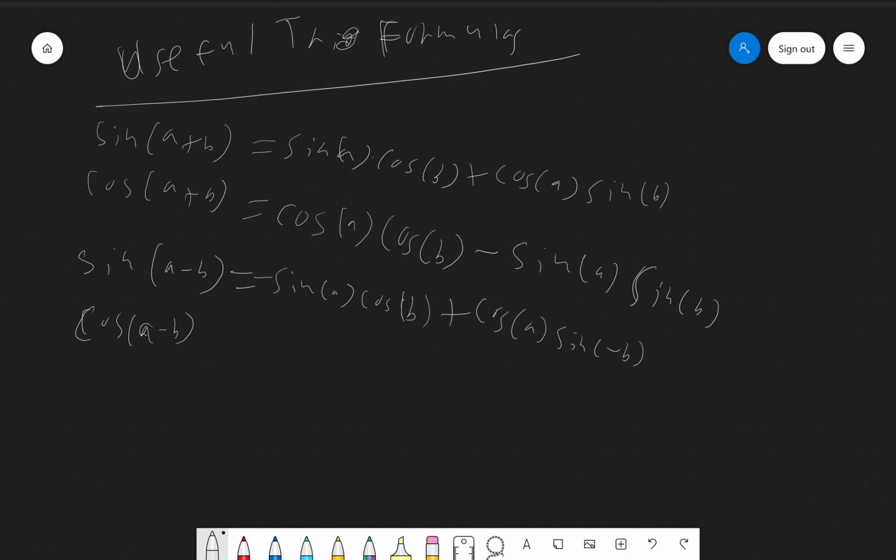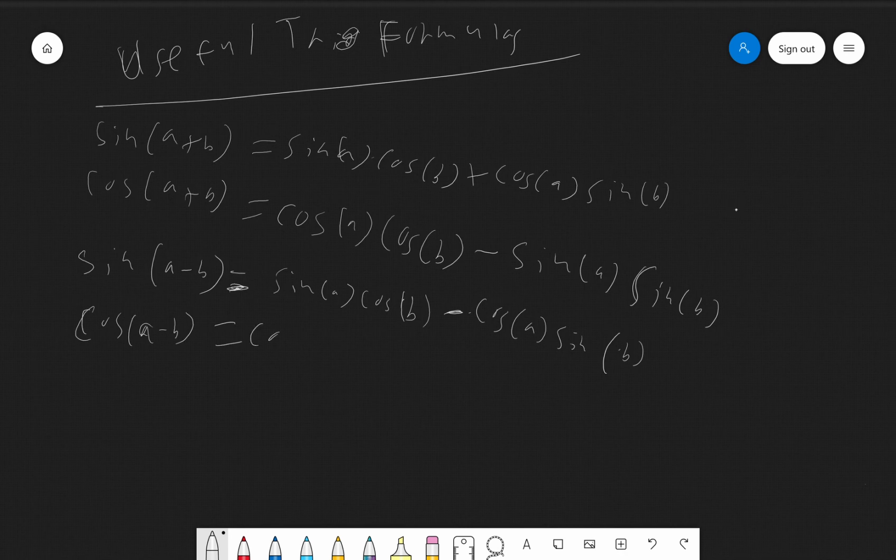Wait, what am I doing? Plug in negative B. Oh wait, no, sorry. When you plug in negative B into cosine, it does nothing. You can just remove the negative. But with the sine, you'll have to bring that out. There you go.